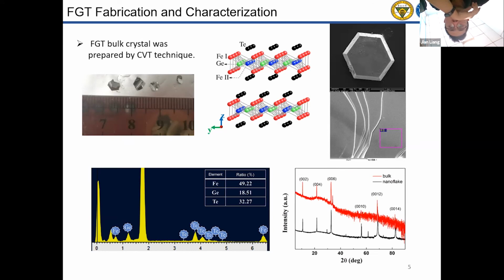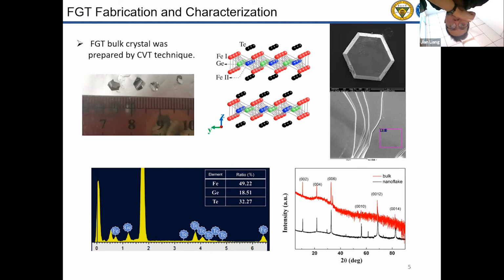We use EDS to get the composition, which is almost 3 to 1 to 2. The crystal structure is verified by XRD. The crystal orientation is (0, 0, l). It is a typical 2D crystal.